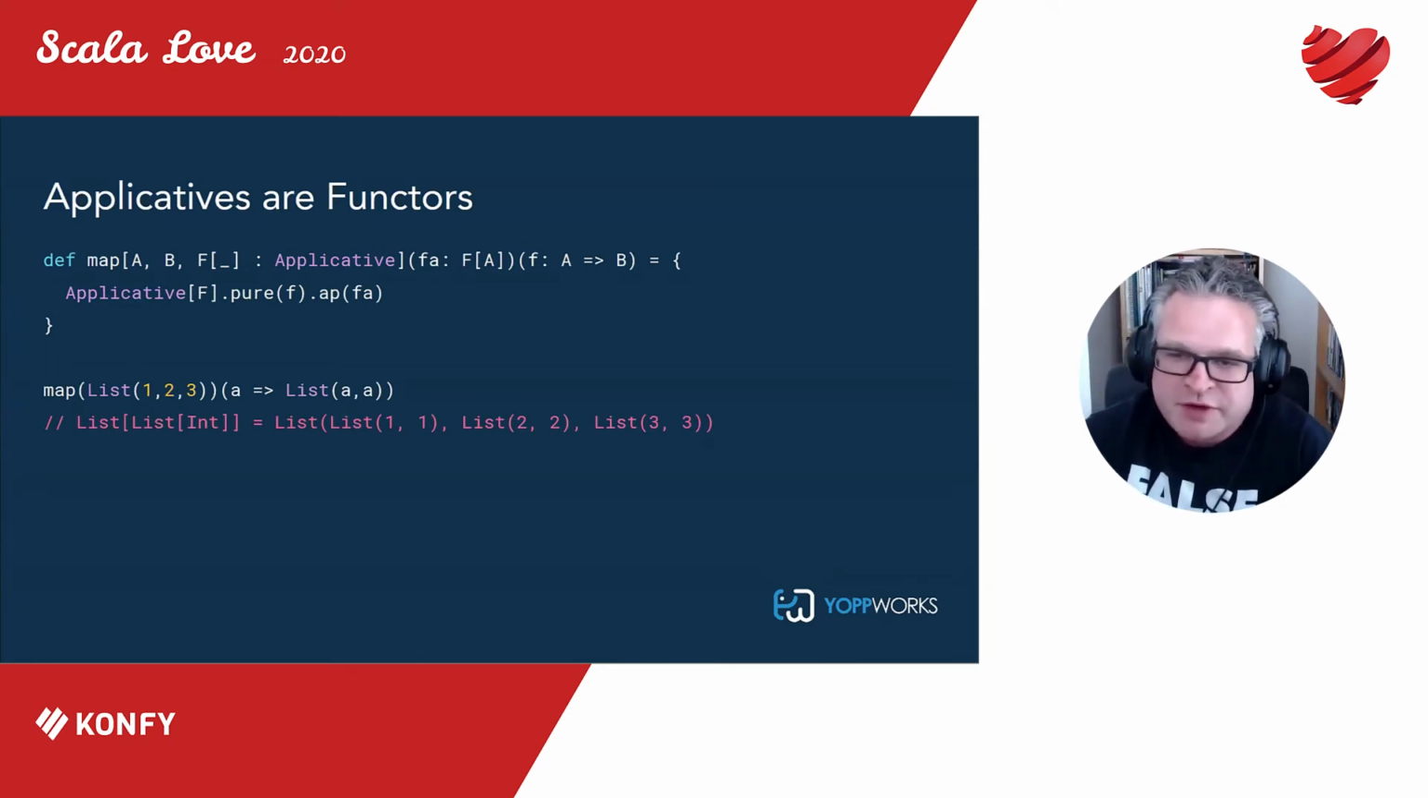So just like we did with Monad, we can implement the map function using just pure and app. So that tells us that applicatives are all functors. So all we need to do is lift the function that's passed to map using pure, and then we can use the app function.